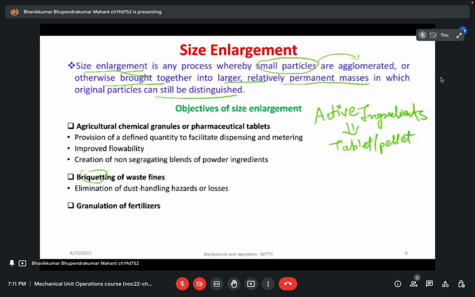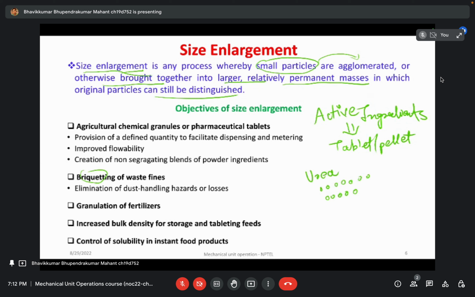So we can briquette them. In that, you can eliminate the dust handling hazard or losses. Granulation of fertilizers. Fertilizers, as you have a very well-known example, urea, we generally use in granular forms. So mainly in fertilizers we are using a granular form when we are applying it to the farm.